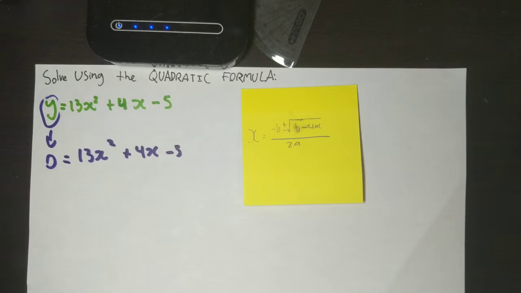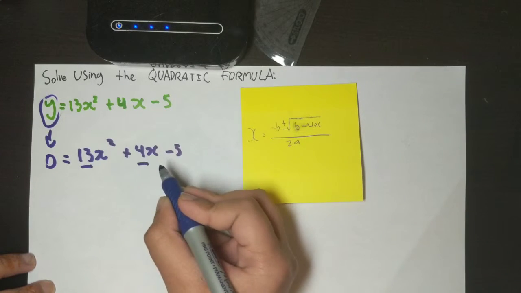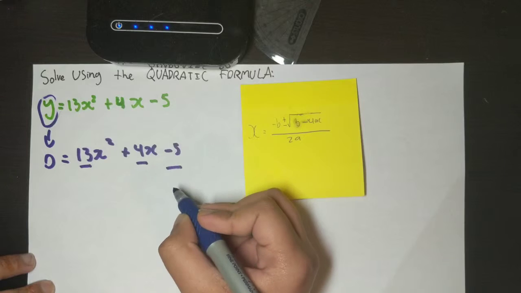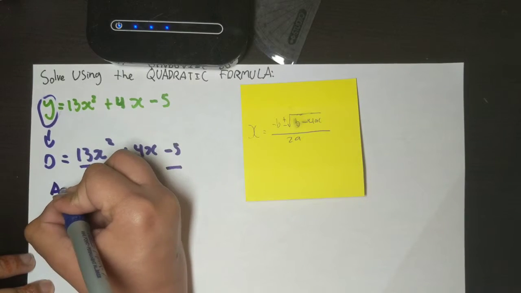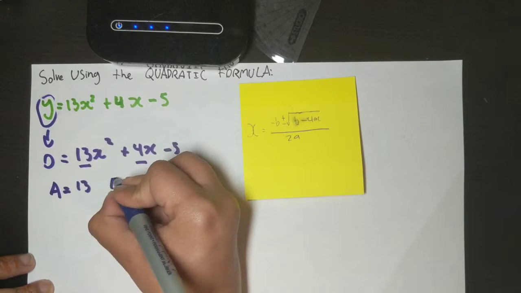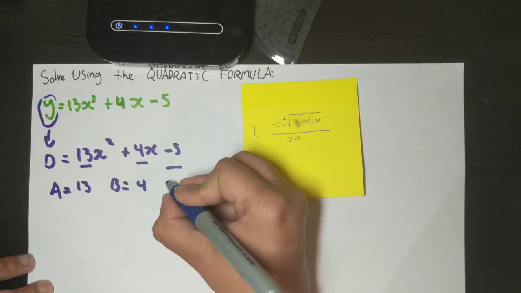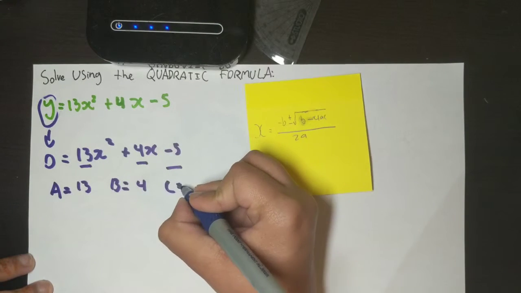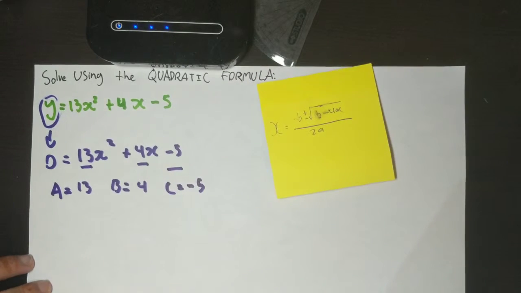So the next step is to know what your a, b, and c terms are. These are your first, second, and third numbers in your equation. So let's label them. A is equal to 13, b is equal to 4, and c is equal to negative 5. Okay.